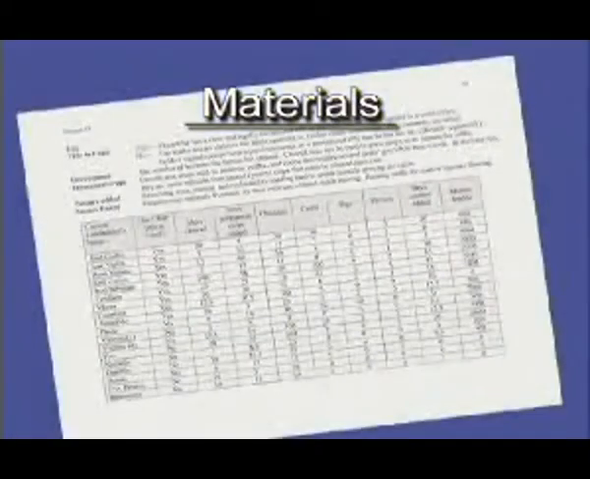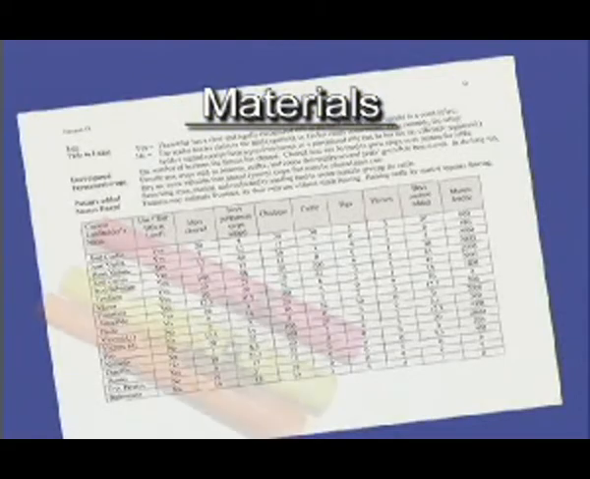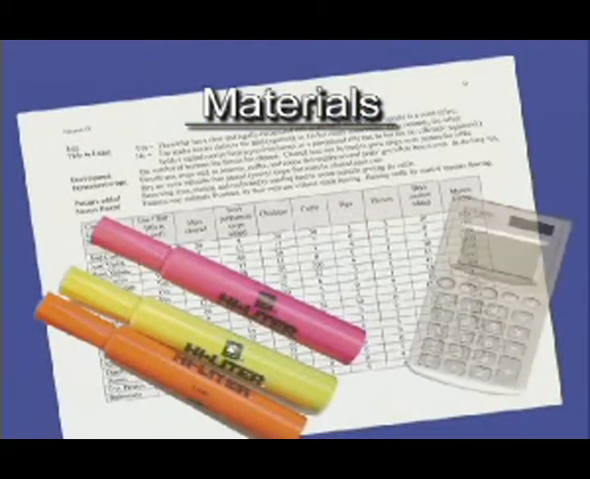Assemble the materials for the activity ahead of time. In addition to the overhead transparencies and handouts, provide enough highlighters and inexpensive pocket calculators for pairs or small working groups of 3 or 4 students.